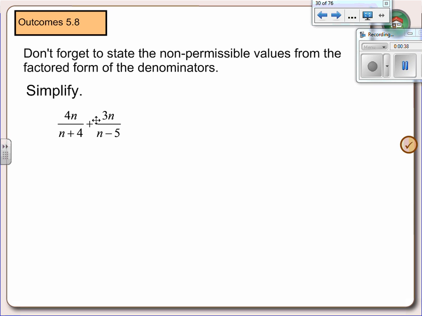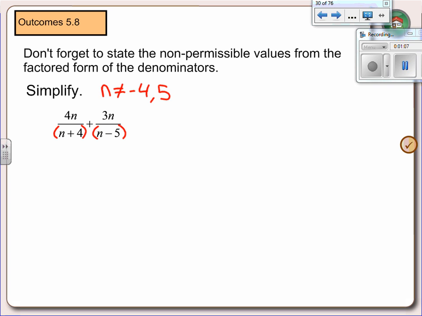The first step, remember, is that you are going to factor. If you look at this, you notice that you can't factor anything, so you move on to your second step, and you're going to find your non-permissible values. To help yourself find your non-permissible values, you add brackets to places that you need to add brackets. So it just reminds us that those binomials are actually together. So our non-permissible values here would be n cannot equal -4 or 5.